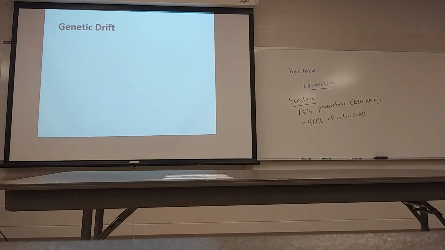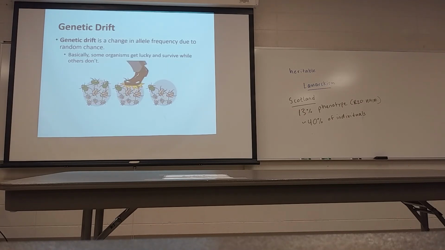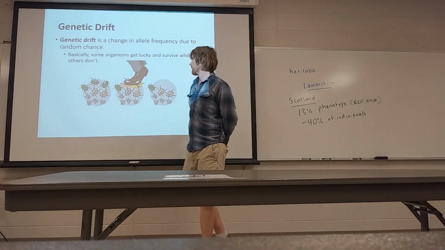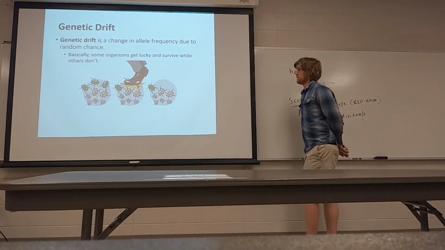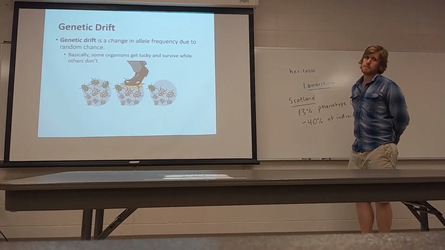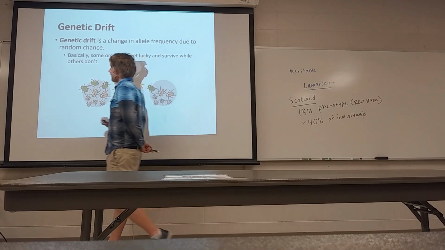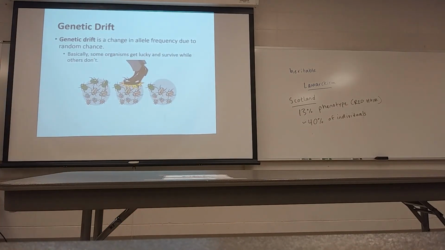Last topic for this lecture is genetic drift. Genetic drift is a change in allele frequencies due to random chance. Basically, some organisms get lucky and survive while others don't. This is a general example of how it would work. You got a small population of beetles, you got the shoe stepping on some of them. Unfortunately, the shoe happened to step where the green beetles were, so they died. And the tan beetles, they stayed pretty much unaffected by that environmental disaster on the beetle population.